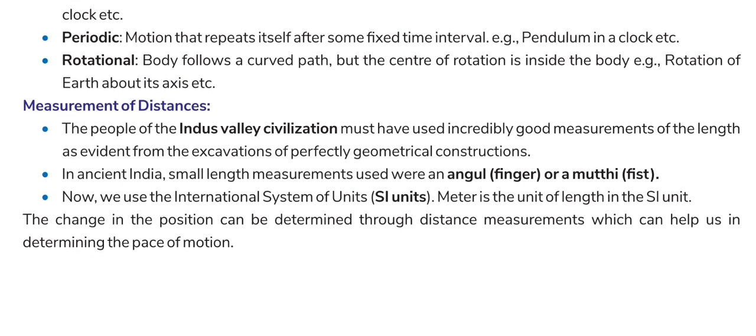Measurement of distances. The people of the Indus Valley civilization must have used incredibly good measurements of length, as evident from the excavations of perfectly geometrical constructions. In ancient India, small length measurements used were an angle, finger, or muthi, fist. Now, we use the International System of Units, SI units. Meter is the unit of length in the SI unit. The change in the position can be determined through distance measurements, which can help us in determining the pace of motion.